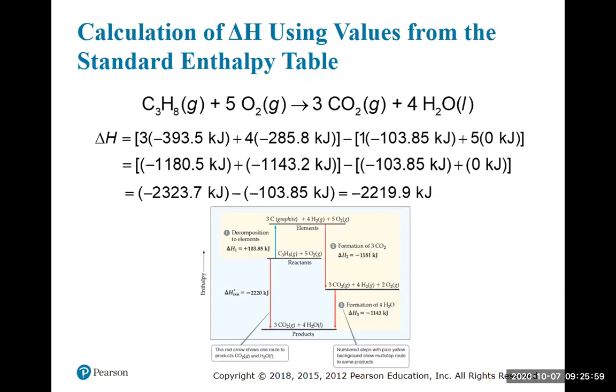Then minus, we're going to do the reactants now. 1, because 1 mole of propane, times minus 103.85, plus 5 times the O2 value. Those diatomic elements are always 0, but we get that out of the table. So 5 times 0. So we go ahead and do the math, and that's what these next 2 steps are. And we would get to minus 2219.9 kilojoules.